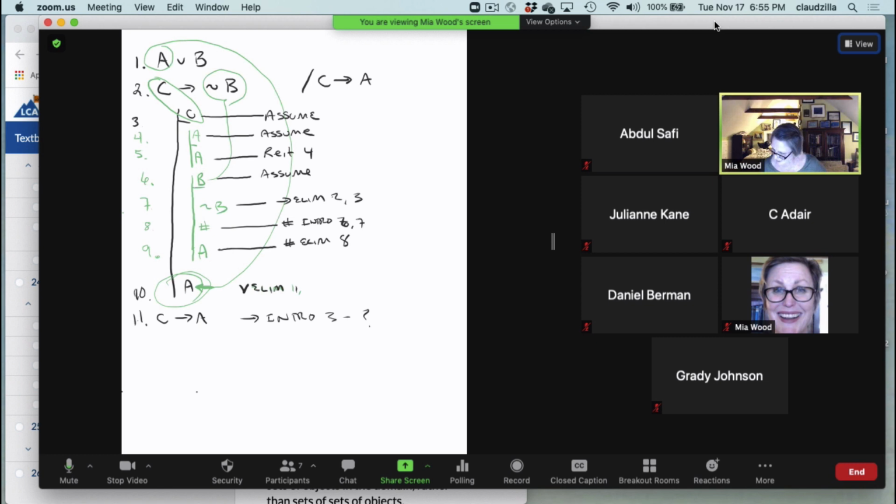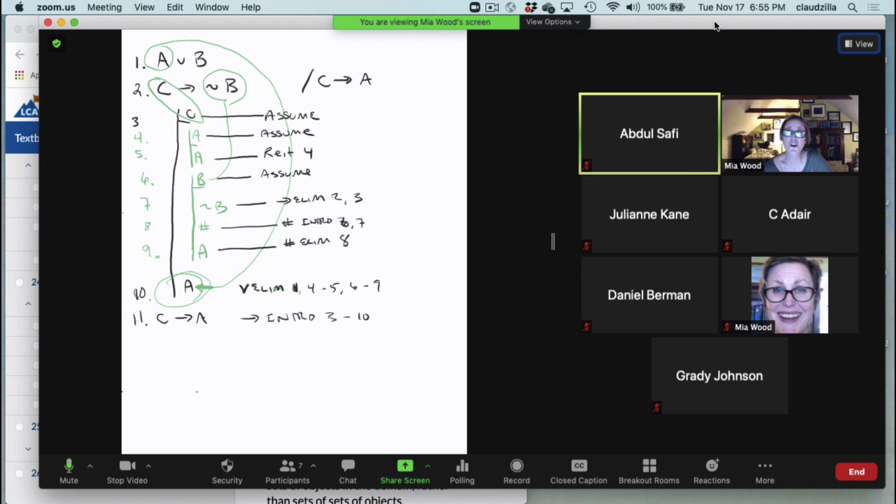Line 10 is disjunction elimination from lines 1, 4 through 5, and 6 through 9. And we've already set up the plan at line 11. We've got 3 through 10 conditional intro. So that's one way for you to think about how you can and probably should work your disjunction when it's a given or when it's somewhere in your proof.